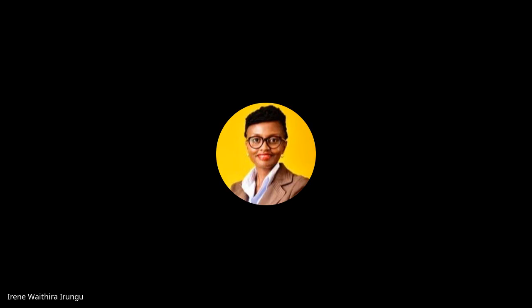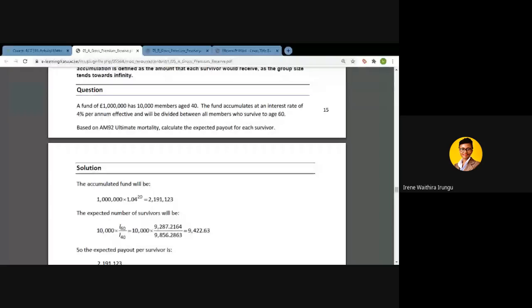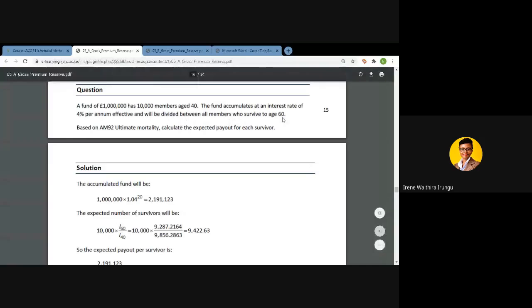So we want to first of all determine what will be the accumulation of this initial fund of 1 million over the next, how many years? 60 minus 40, over the next 20 years, so that we determine the value by the time this fund is maturing, which is in 20 years' time, because we are told that the fund accumulates at the rate of 4% and will be divided between members who survive to age 60. So no payment is actually being made between ages 40 and 60.